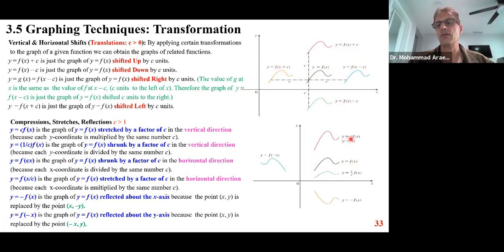y equals c times f of x, okay? It has a stretch in the vertical direction by a factor of c. 1 over c, we are going to divide by that. Minus f of x flips over with respect to the x-axis. If the negative is in front of the f of x, in essence in front of the y coordinate, it flips over with respect to the x-axis. If we put the negative in front of the x inside, x becomes minus x, therefore it flips over with respect to the y-axis. This is the synopsis of something that we have seen as part of transformation.